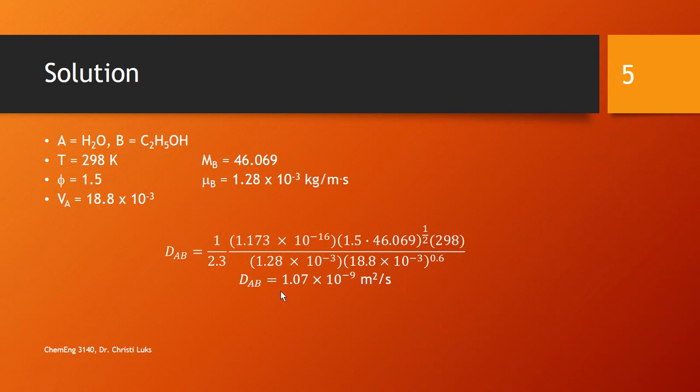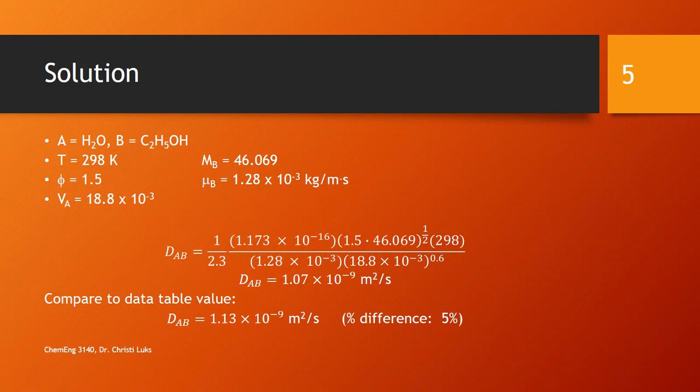And if we compare this to the data table, we get 1.13 times 10 to the minus 9th meters squared per second. So the percent difference is incredibly small, and this formula does seem to be a fairly good model.